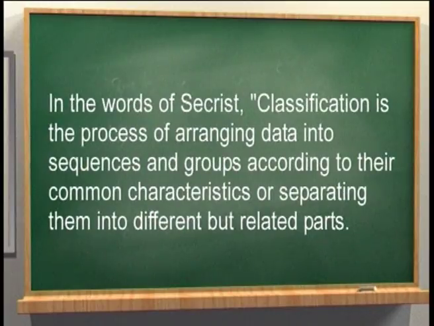In the words of Secrist, classification is a process of arranging data into sequences and groups according to their common characteristics, or separating them into different but related parts. Conner defined classification as the process of arranging things in groups or classes according to their resemblances and affinities, and gives expression to the unity of attributes that may subsist among a diversity of individuals.